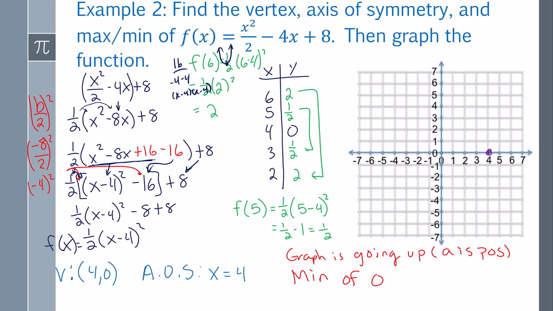And so now I can go and start plotting it. So my vertex, which is 4, 0. And then I get 5, 1/2, 3, 1/2, and then 6, 2, and 2, 2. And now I can draw my parabola. And notice, because of that 1/2, that 1/2 is a vertical compression, right? That 1/2 basically pushed down on the graph. And so because it pushed it, it kind of flattened it more and made it look wider because of that.